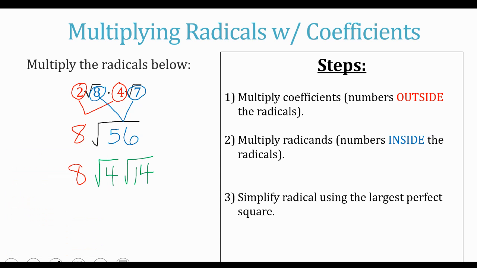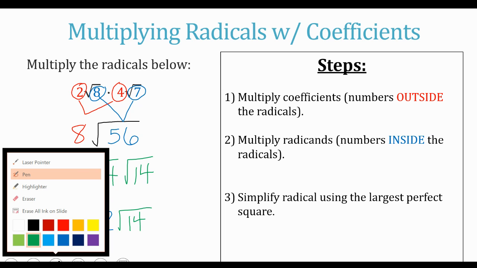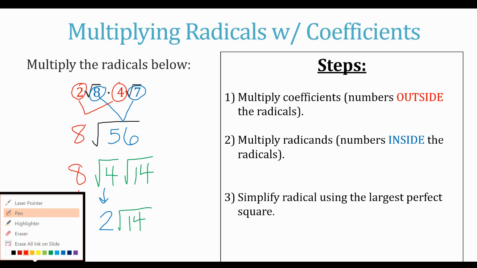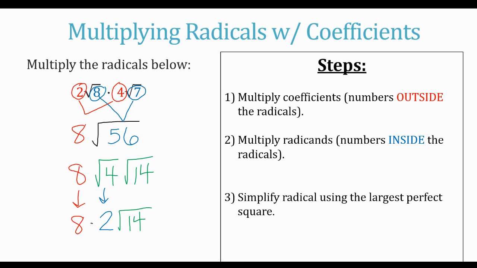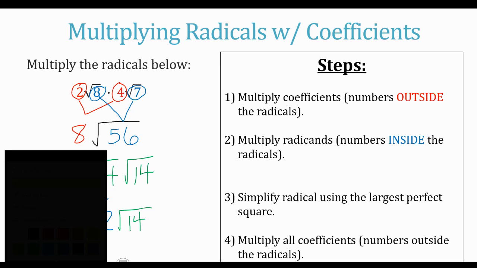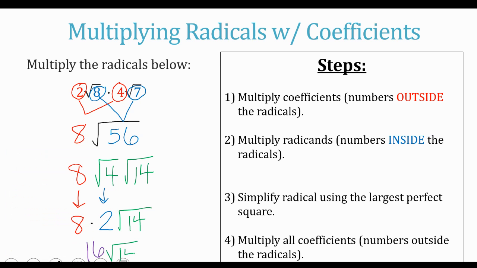Okay, so from there, I'm going to simplify the perfect square, which is 2. I'm going to bring down that square root 14 because we cannot simplify it anymore. And I'm going to bring down this 8. Now we have 8 and we have 2 written right next to each other. So there's a little invisible multiplication symbol there. So our last step would be to multiply all the coefficients. So anything that's not under a radical, we're going to multiply together. And that is our answer. So let me just do that real quick before we go to the next slide. 8 times 2 is 16. Bring down that radical 14. And there you have it.